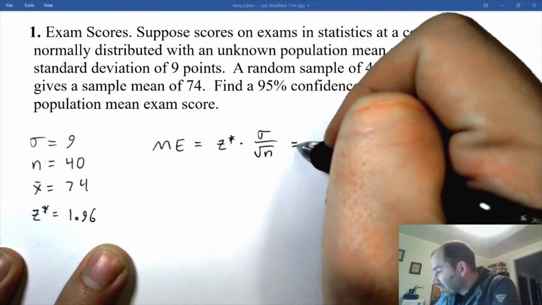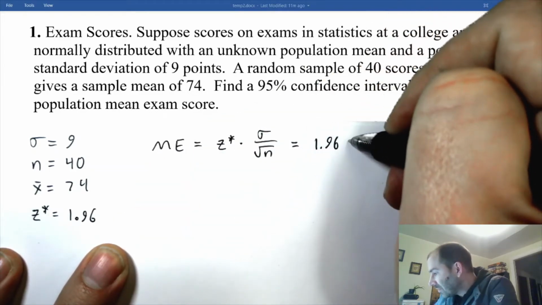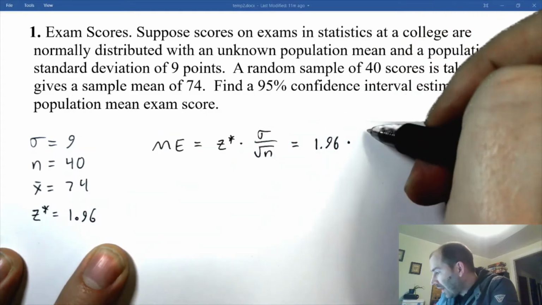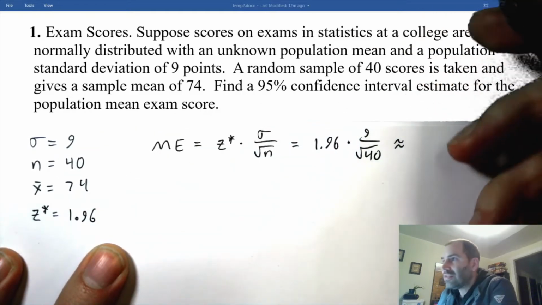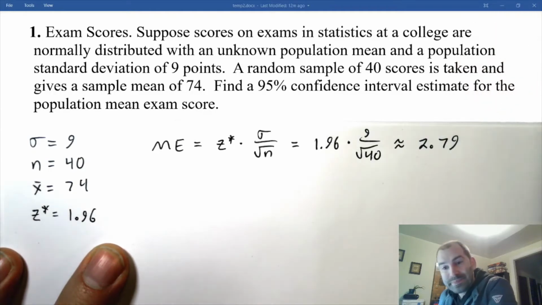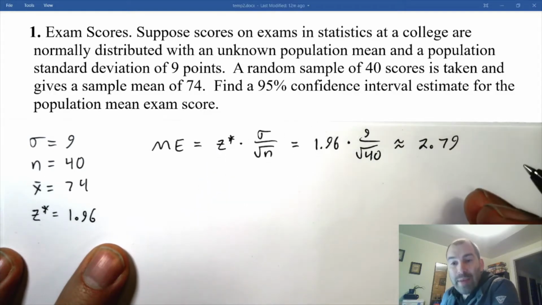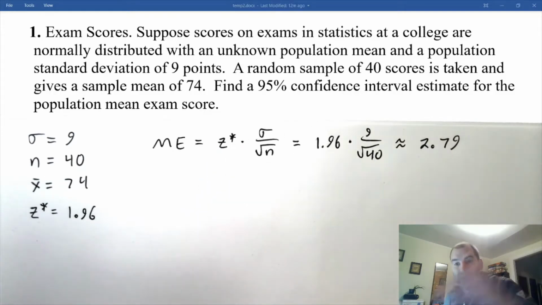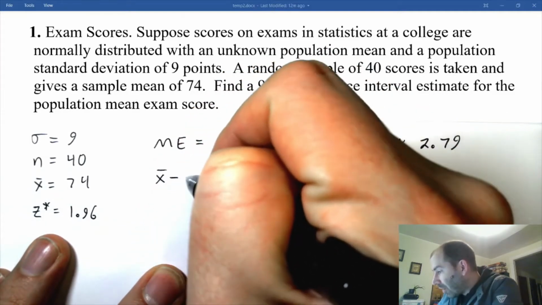Let's go ahead and compute this. Our z-star was 1.96. We're multiplying that by 9 divided by the square root of 40. And when you do this in this situation, you get about 2.79. That's our margin of error. That's how far we can move away from our sample mean to make our confidence interval. So I'm going to add and subtract this value from our sample mean.